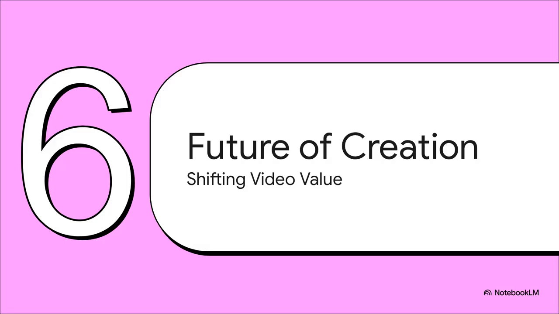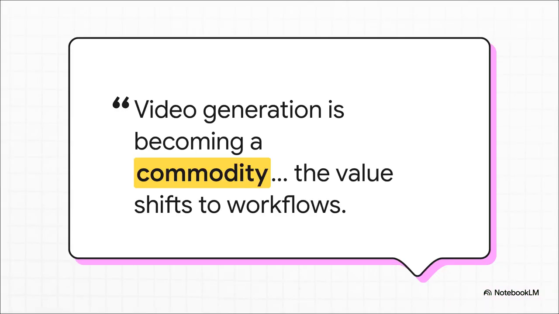And finally, Section 6, the future of creation, shifting the value of video. Video generation is becoming a commodity. The value shifts to what you do with it. This insight perfectly nails the whole point of our explainer today. The raw ability to just make a video or an image, it's not a superpower anymore. It's totally commoditized. The real value now shifts directly to you, your human direction, your specific taste, and how efficiently you can plug these outputs into automated workflows to solve real problems.